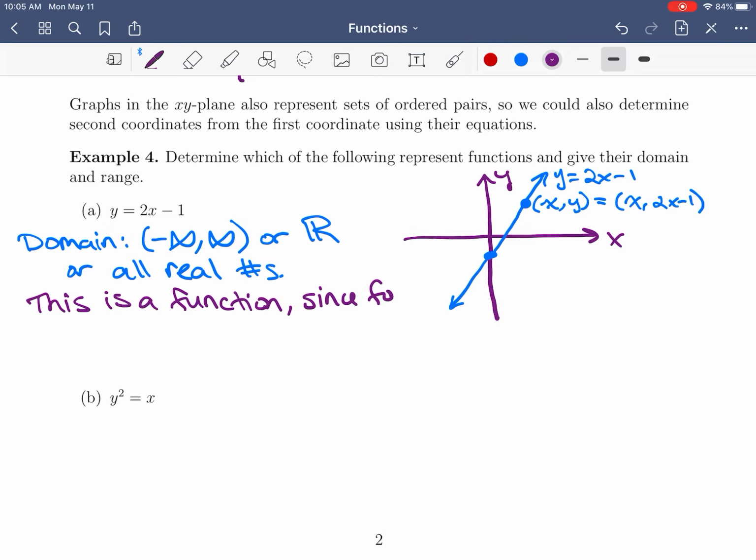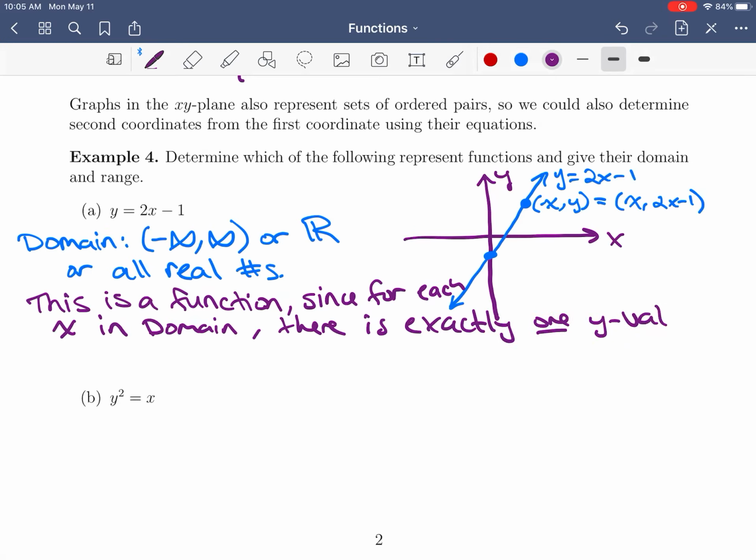Since for each x value in the domain, so all real numbers, there is exactly one y value with y equals 2x minus 1. So there's going to be 1 point on this line.